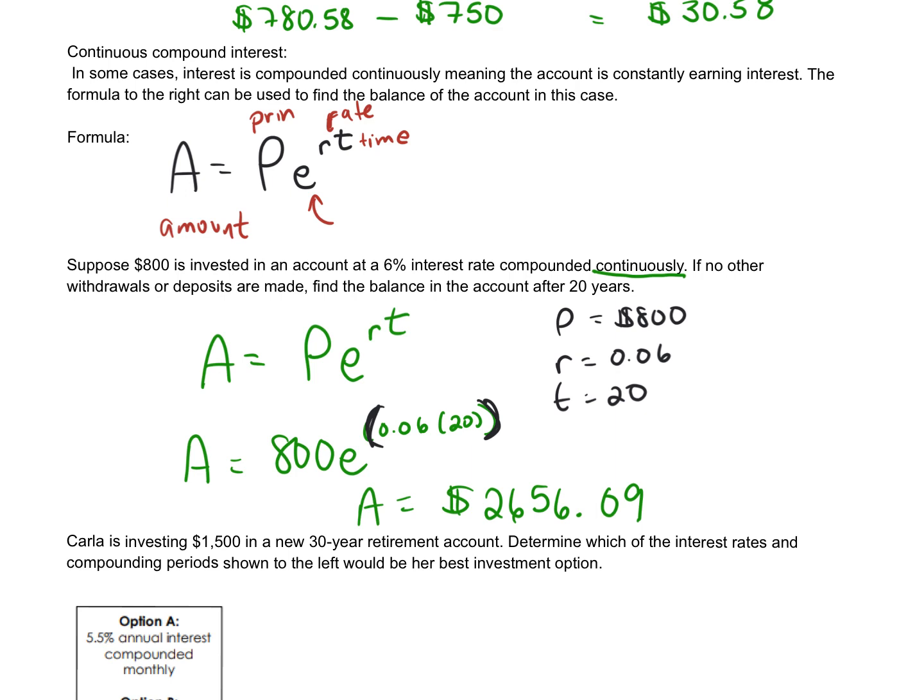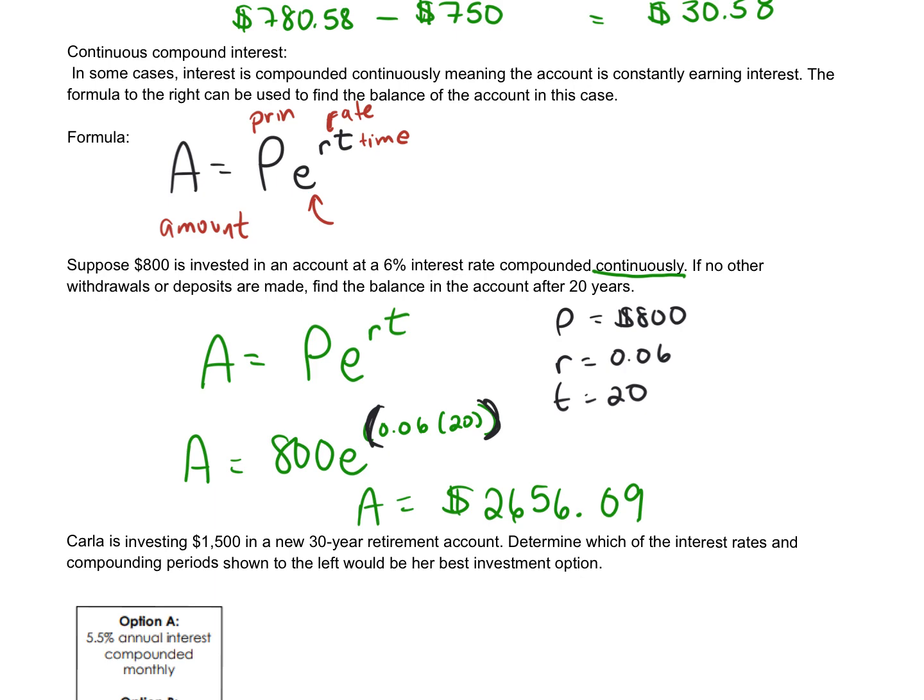And it's really not the continuous nature that's making us get so much money. It really is the interest rate. So the interest rate in this one is 6% versus our previous one, which was like 0.4%. The better interest rate is going to really drive how much money you're getting.